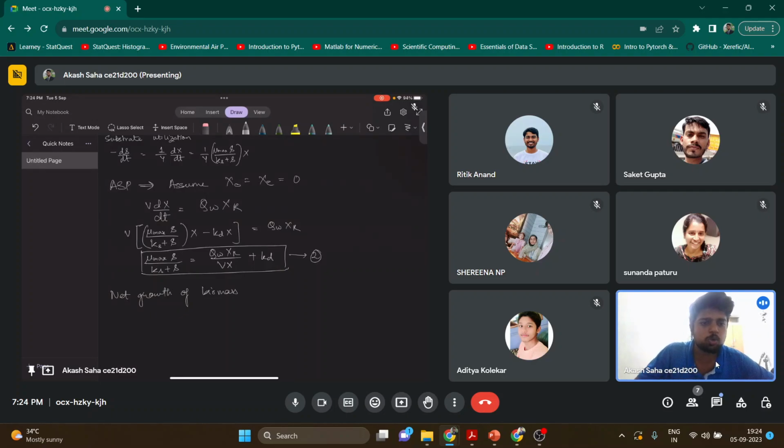Okay, so these are the two major primary assumptions in the activated sludge process. Is it clear, Saket? Yes, sir. Okay.